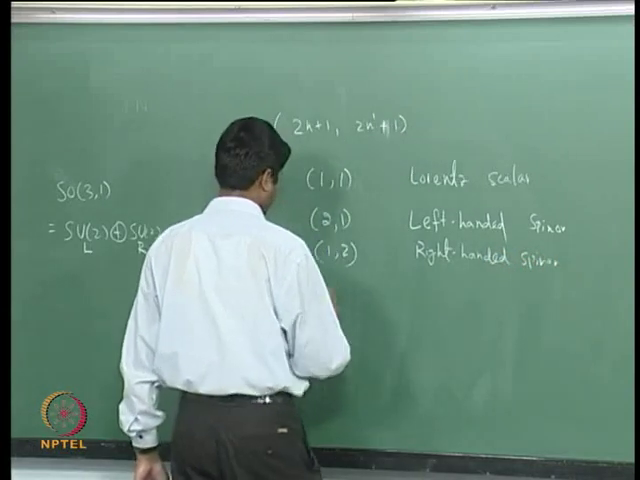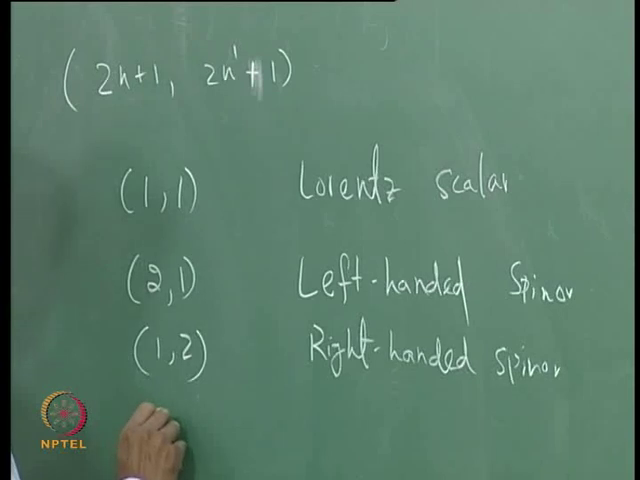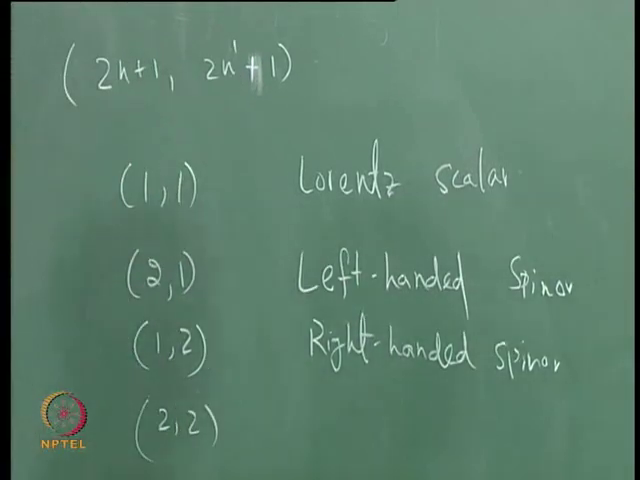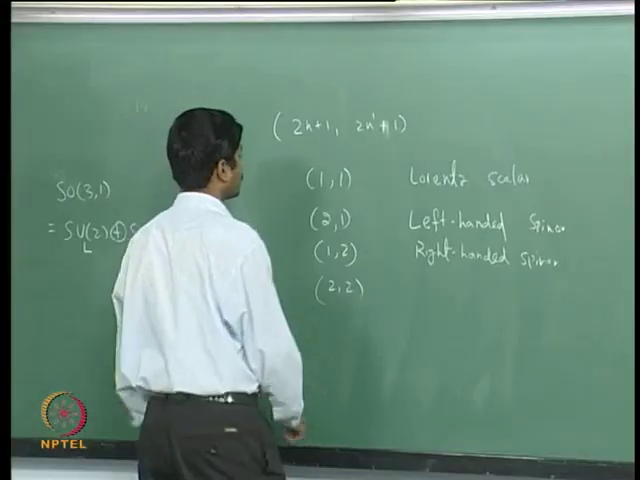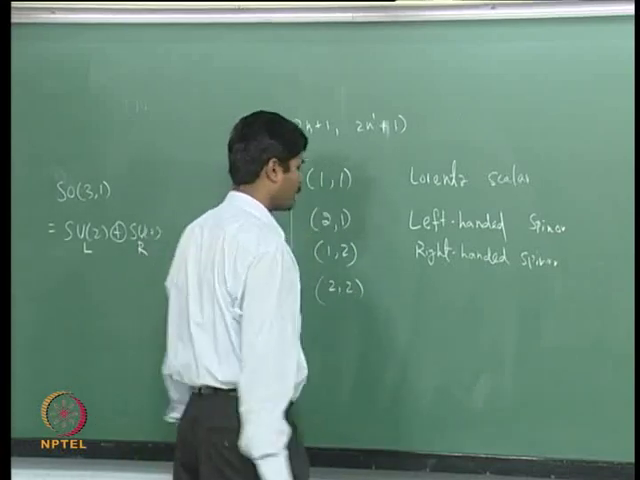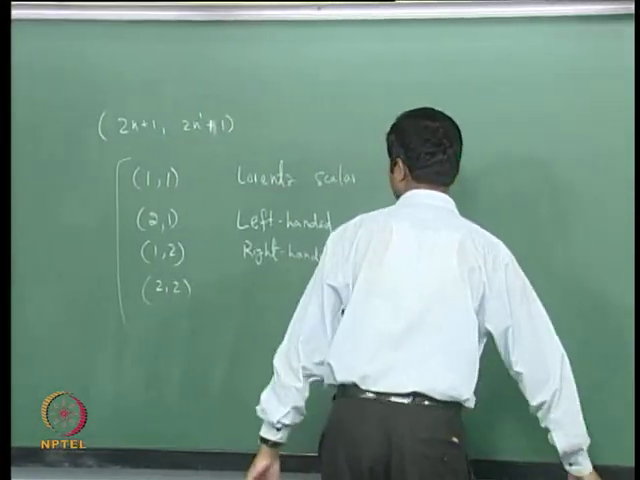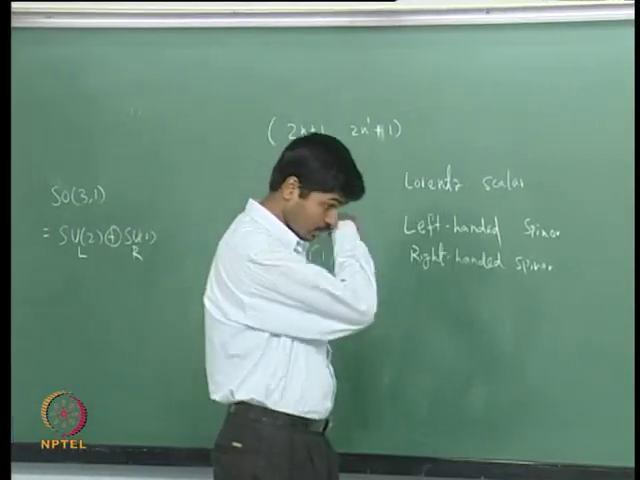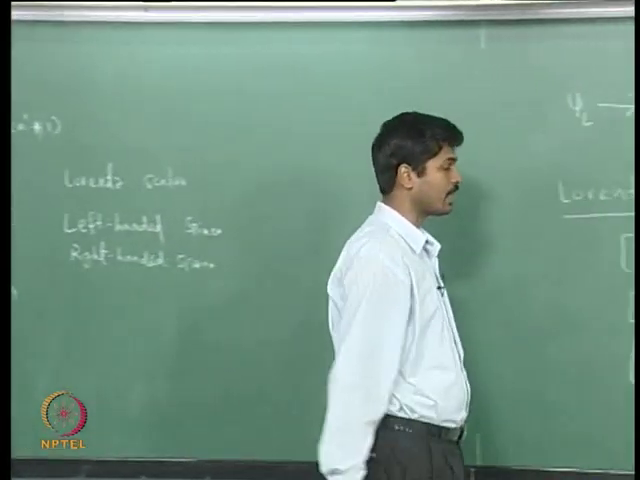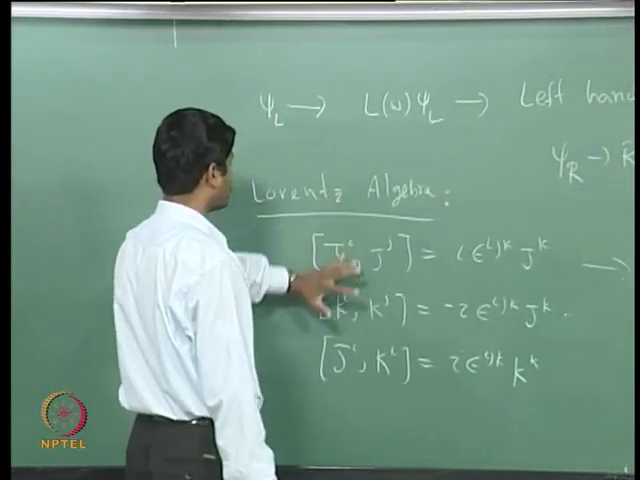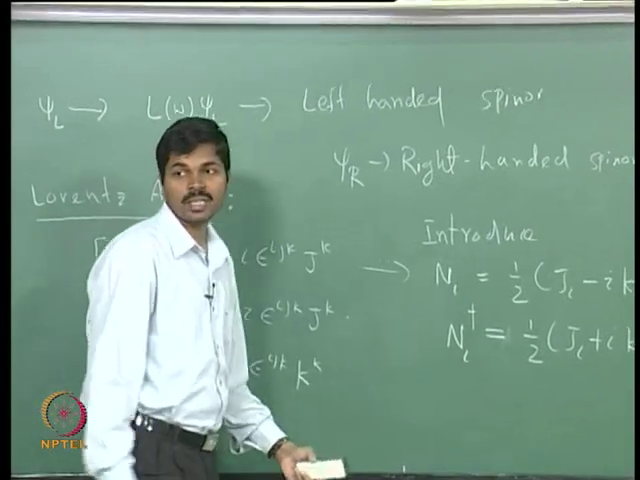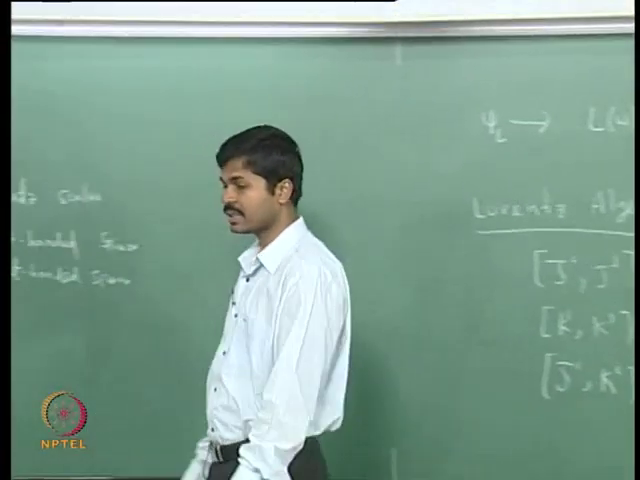You can have (2,2) and so on. This is what we have seen, the vector representation, and so on. So this is how you can characterize the irreducible representations of the SU(2)s of the Lorentz algebra. And what we have seen in particular is that this algebra admits spinor representations.